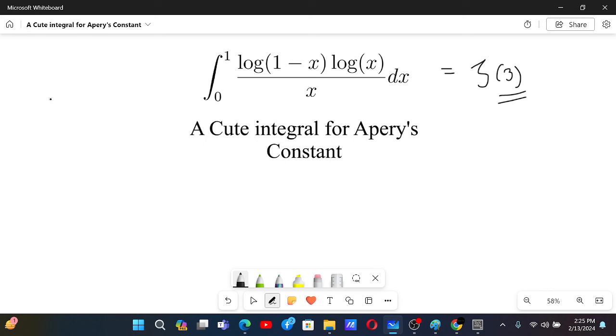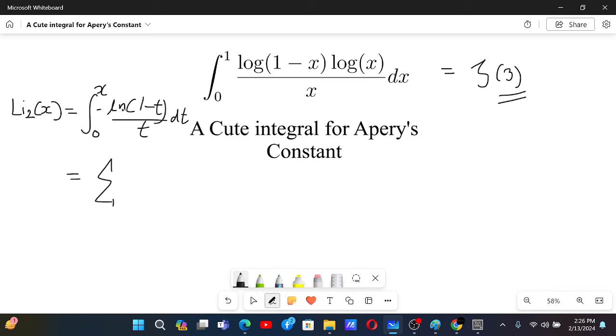To solve this problem we also need the dilogarithm function. The dilogarithm function is defined as the integral from 0 to x of minus ln of 1 minus t by t dt. Now why is the definition so complicated, with the minus sign? Basically, it is mainly defined from a sum, and then from the sum we found the integral. That's why the integral looks somehow complicated.